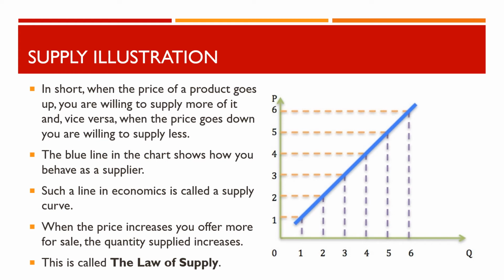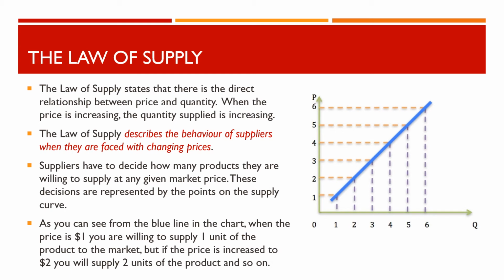Let's look at a chart to illustrate this. The blue line in the chart shows how you behave as a supplier. Such a line in economics is called the supply curve. When the price increases, you offer more for sale, the quantity supplied increases. This is called the law of supply. The law of supply states that there is a direct relationship between price and quantity. When the price is increasing, the quantity supplied is increasing.